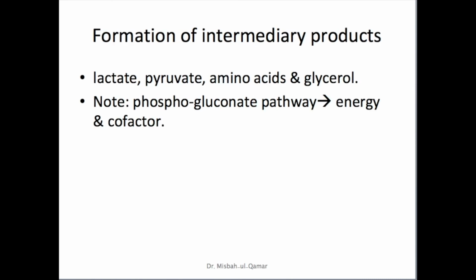Well, the fourth function is the formation of many chemical compounds from intermediate products of carbohydrate metabolism. Liver and kidney are unique in their capacity to form lactate, pyruvate, amino acids, and glycerols. Keep in mind that liver can also utilize the phosphogluconate pathway, which not only provides energy but also produces an important cofactor in the synthesis of fatty acids.